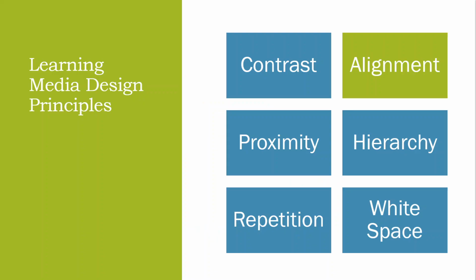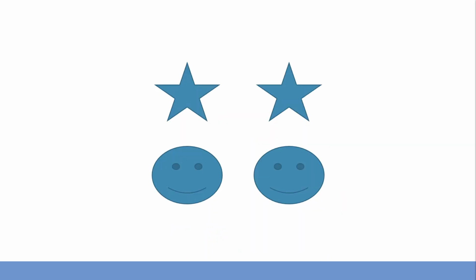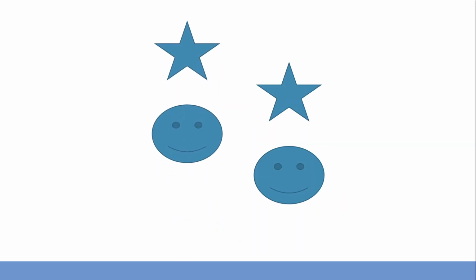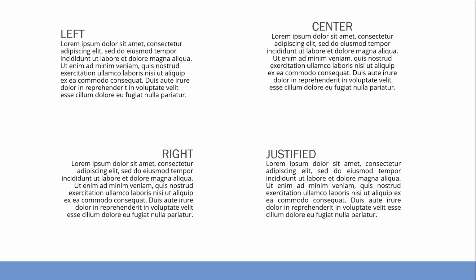All right, alignment. Alignment is just how things are in relationship to each other. And I'm most concerned about alignment with text. So here are different types of text alignment. Up here is left alignment, where the hard line is on the left. And then center, and right alignment, it's hard on the right, and then justified, it's a hard line on both sides.